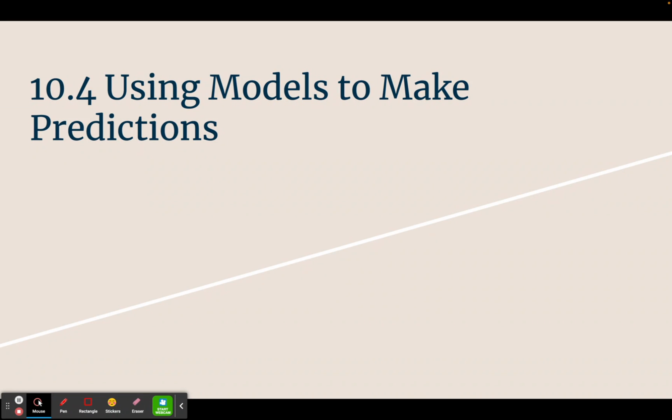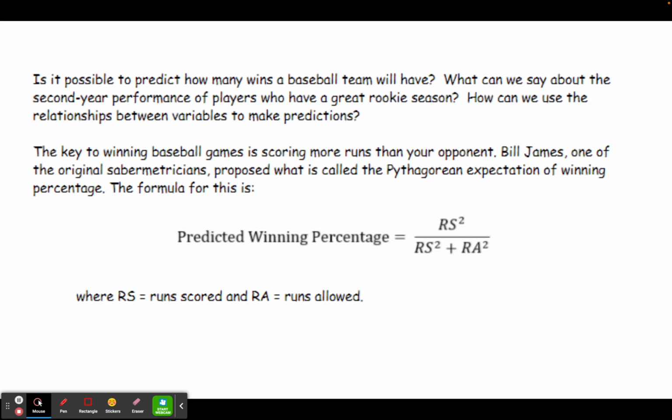In lesson 10.4, we're going to discuss using mathematical models to make predictions in sports. And more specifically, in this section, we're going to be talking about baseball. You may be familiar with the term sabermetrics. Sabermetrics is kind of a special branch of statistics that we apply specifically to baseball.